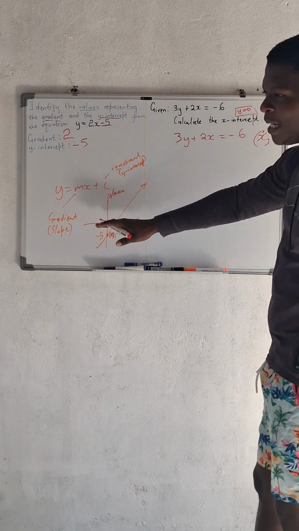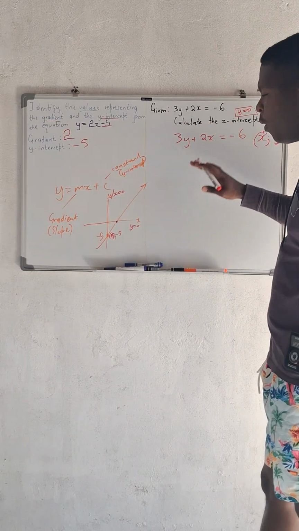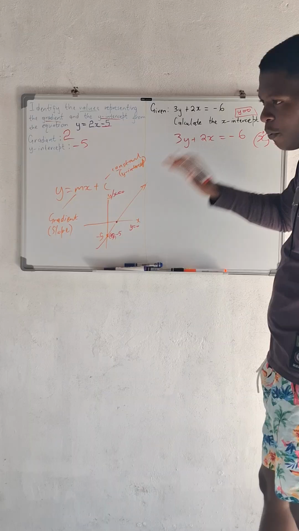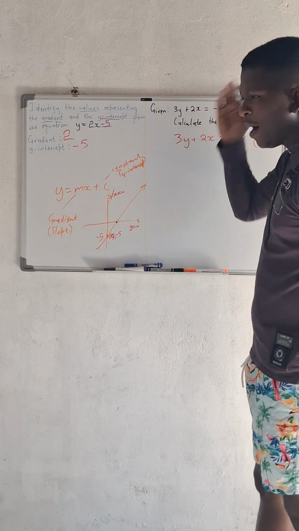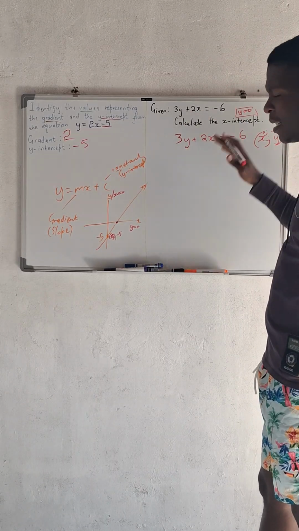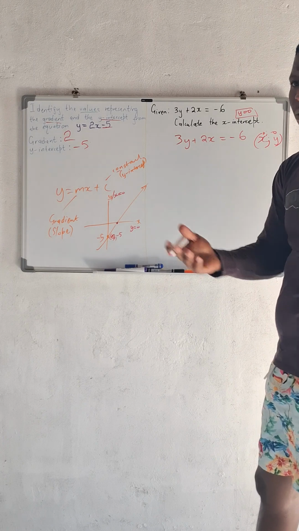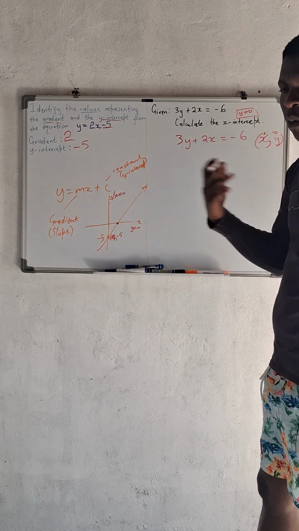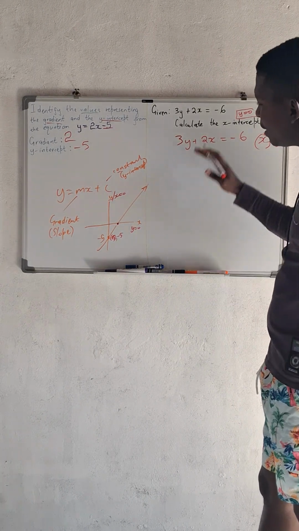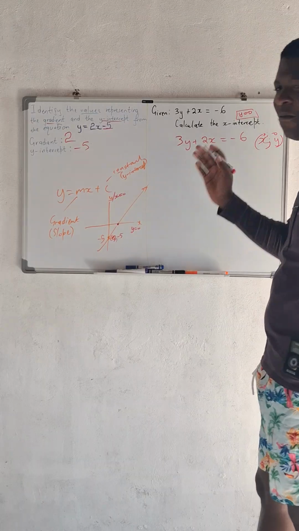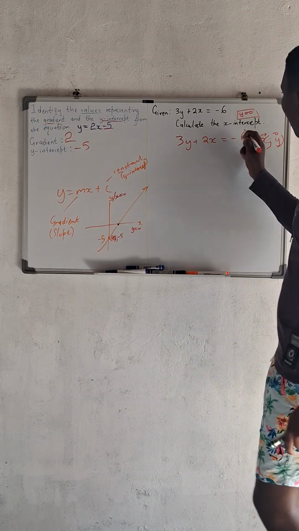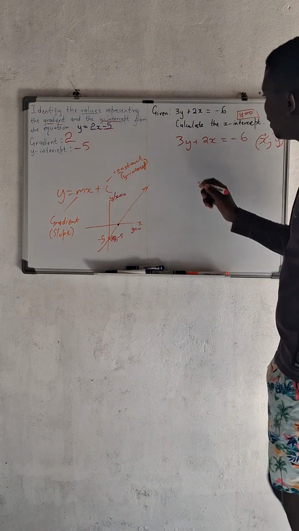Looking for the x-intercept, just on your equation, remove y, put 0. For the y-intercept, wherever you see x, remove x, put 0, then calculate for the value that you are looking for, which is y. Y-intercept, remove x, put 0. It's vice versa.